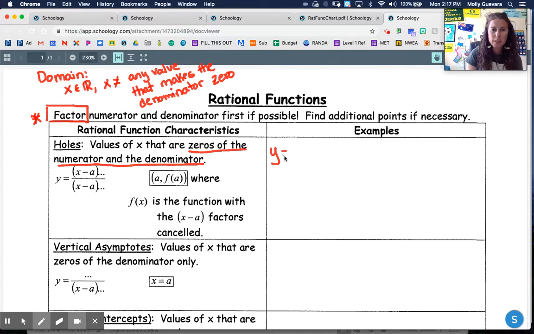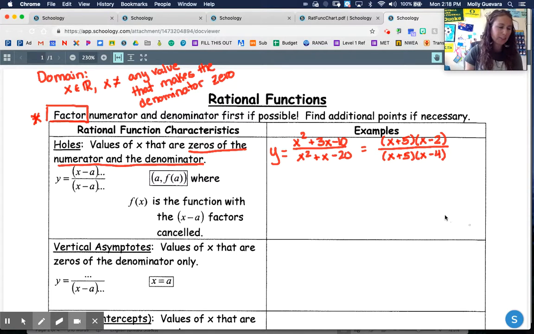So if we look at this example, just say I have x squared plus 3x minus 10 over x squared plus x minus 20. Okay, I'm just going to factor this real quick. It should be pretty fast. x plus 5, x minus 2 on the top. Again, if you don't know how to factor, this unit has probably been incredibly difficult. You have to know how to factor. Oh, minus 4 on the bottom. There we go. Okay, I factored it.